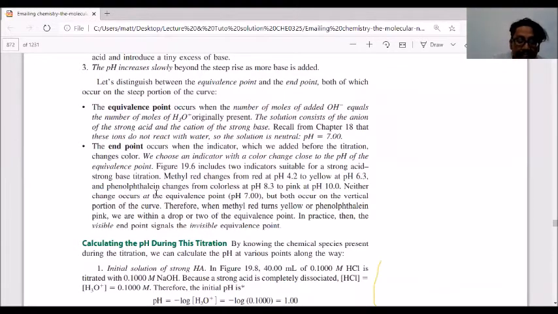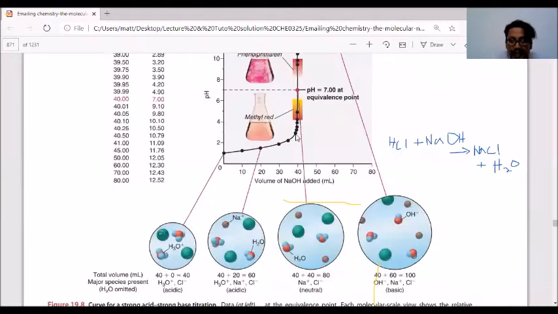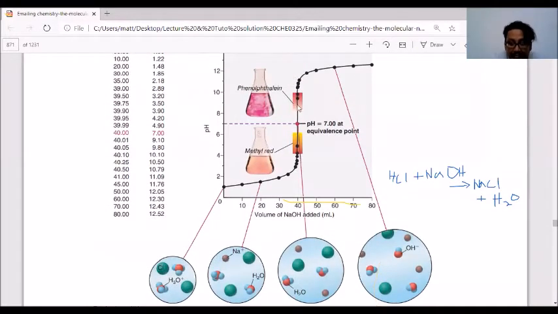Neither change occurs at the equivalence point. Dalam kes ni, the two indicators neither change at the equivalence point, but both occur on the vertical portion of the curve. Maksudnya both occur at the vertical line. Maknanya within less than 5 drops the color change occurs. Both. So it is very nearly at the equivalence point, 40 mL.